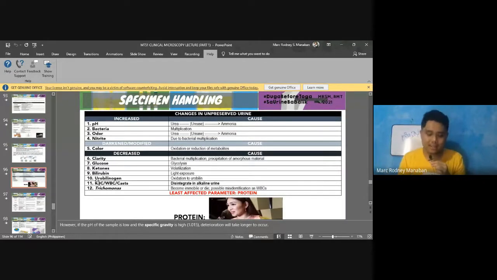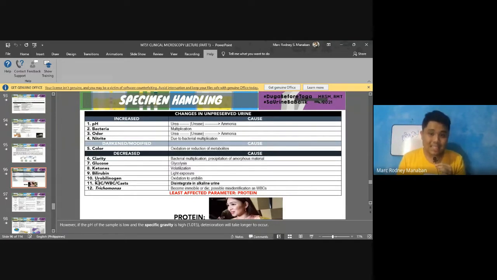The rest decrease. So color, of course, darkens because of oxidation or reduction of metabolites. Clarity, of course, turbidity because of bacteria, and precipitation also of amorphous material. Glucose, glycolysis by the bacteria. Ketones, volatilization. When you say volatilization, they evaporate very easily, so they escape quickly and therefore decrease. Bilirubin, of course, photooxidation, similar with urobilinogen.